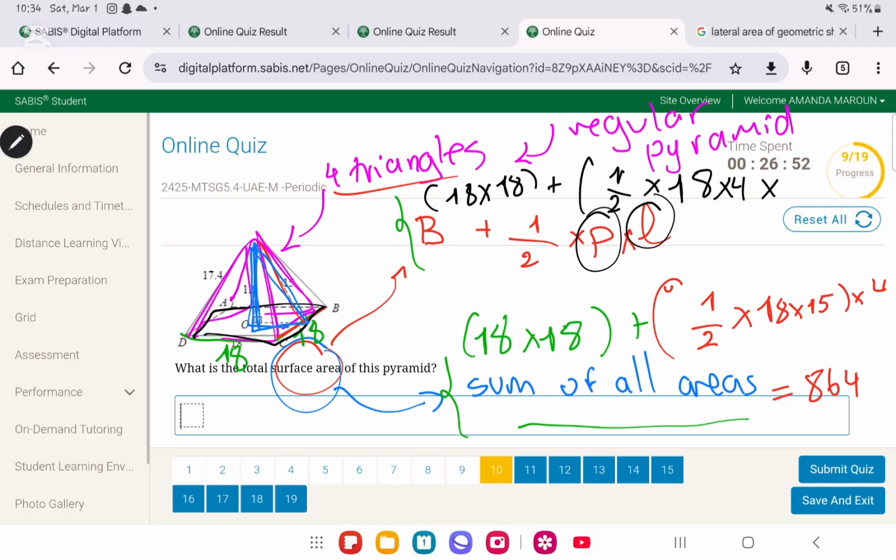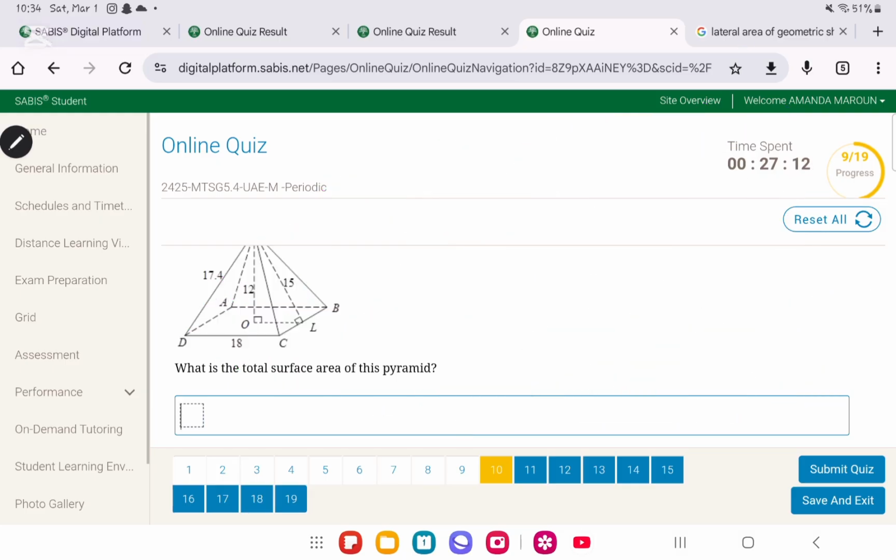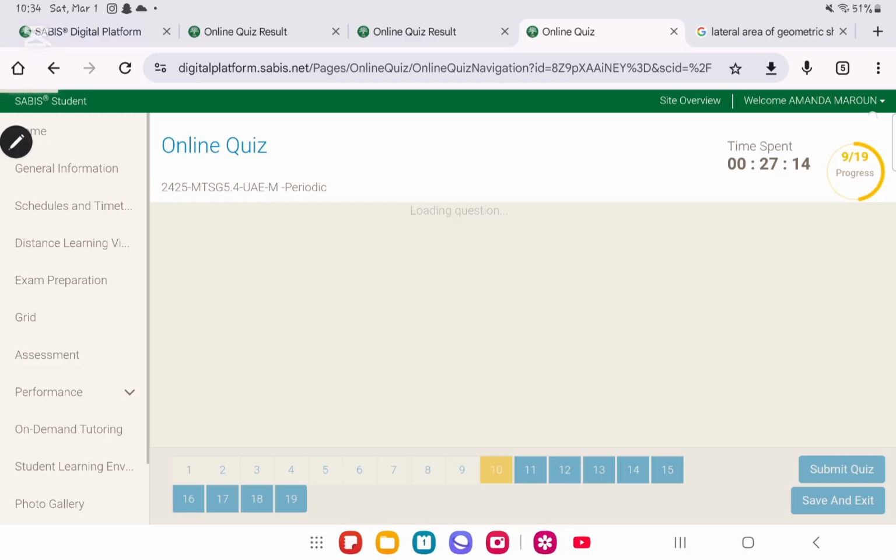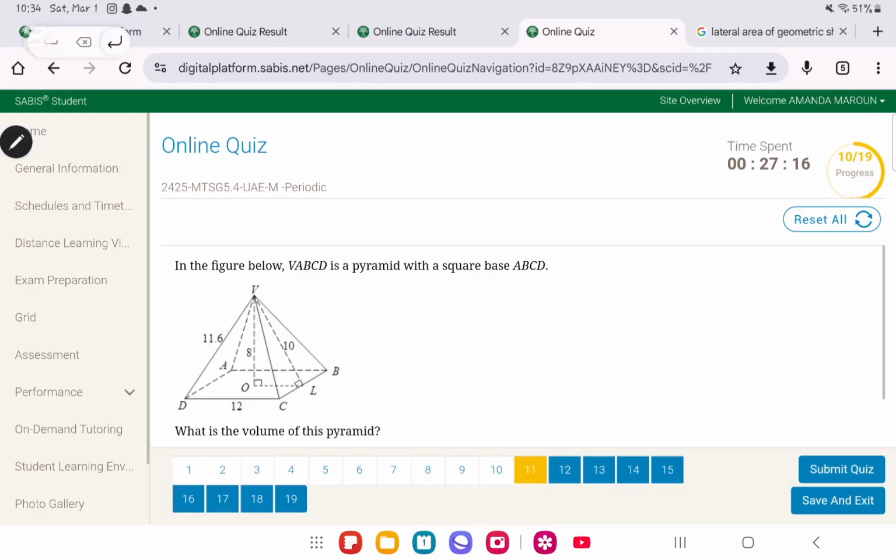Okay, so the slant height is going to be this number over here, which is 15. As you can see, it's going to give us the same result. So 18 times 18 plus 1/2 times 18 times 4 times 15, which is going to be 864. So whichever way you do it, you are going to get the same thing, which is 864. We move on to question number 11.